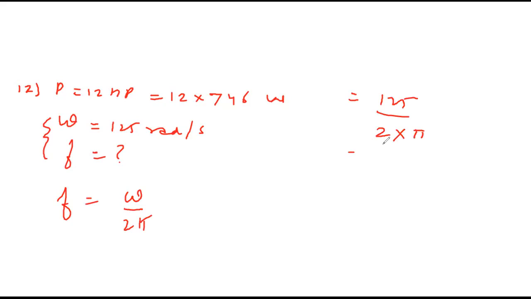So the answer is close to what? This is like 3 into 4, no? So 40, yeah. So close to 20 it will be. Because it can't be 10 upon pi, it can't be 40, so it is nothing but 20. Answer 20.